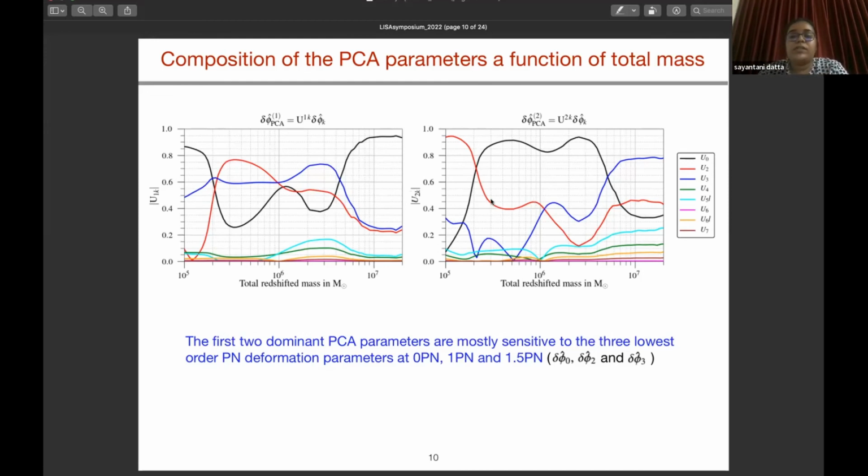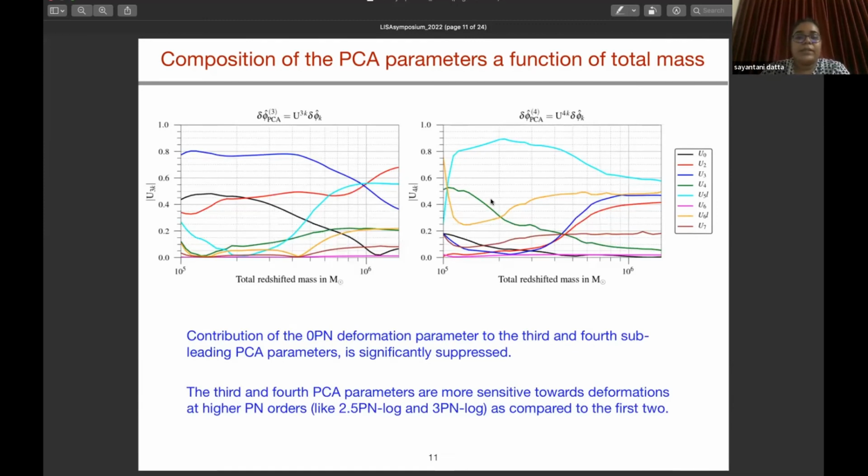Now let's look at the higher order PCA parameters, which are the subleading ones. On the left hand side, we have the third dominant PCA parameter, and here the most striking feature is that the cyan line has really come out compared to the previous one here.